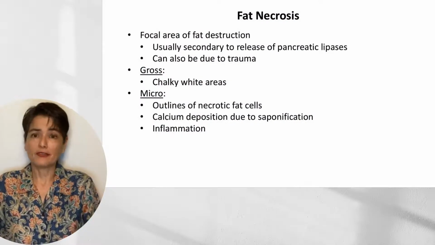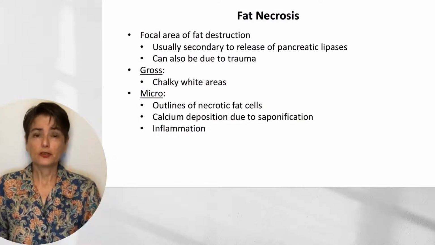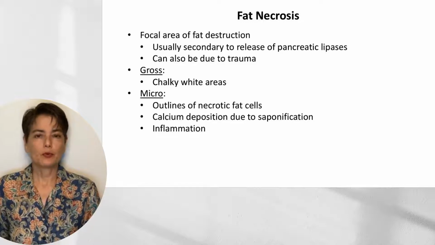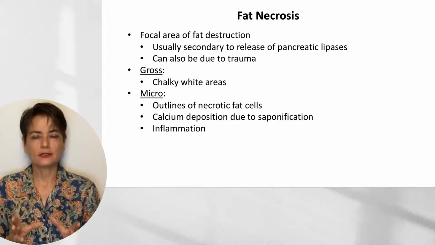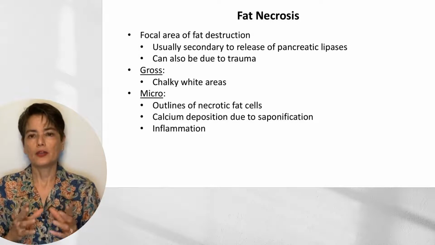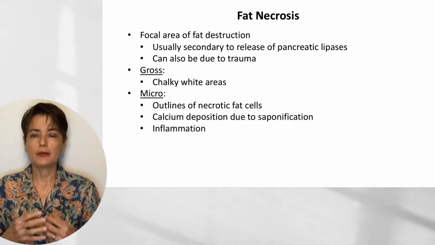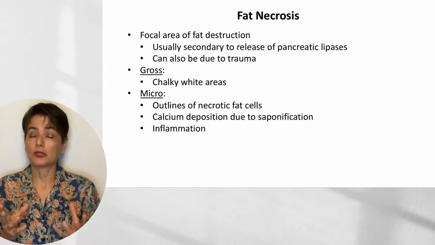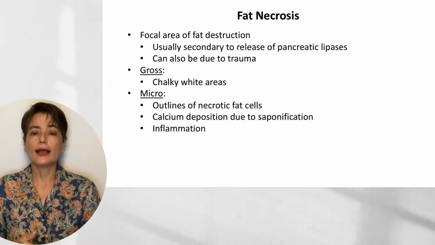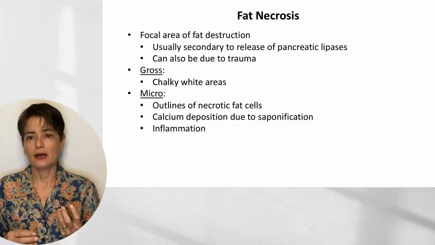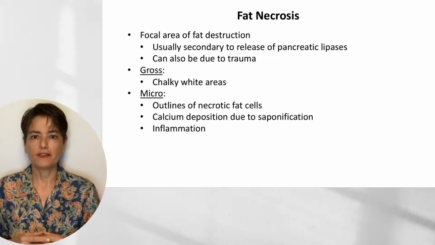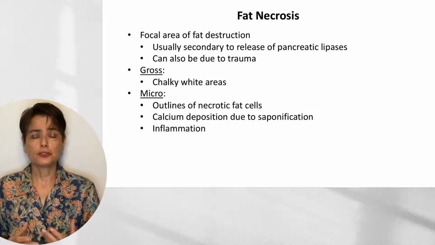Now, let's talk about something that I find particularly interesting, which is fat necrosis. So this is a focal area of fat destruction, and what we think about when we see fat necrosis classically is acute pancreatitis. And we see this because pancreatic lipases are in an active form. When there's damage to the pancreas, those lipases are released, and there's this lovely overhanging piece of omentum right there, very fatty tissue. There's fat around the pancreas, and those lipases can start digesting the fat. You can also see fat necrosis due to trauma.